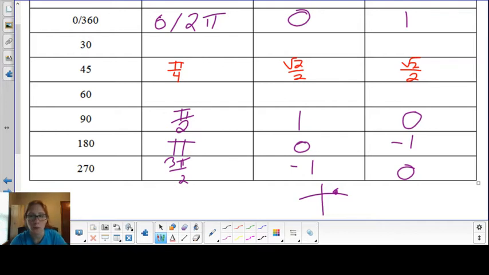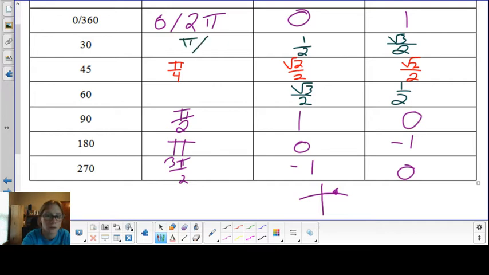Lastly is my 30s. Remember, we start with cosine. 30 starts with 3. So that means that this has to be the opposite. If you take 360 divided by 30, you get 12. So if you take 2 pi divided by 12, you get pi over 6. And then if you double it, you get 2 over 6, which will reduce to 1/3.